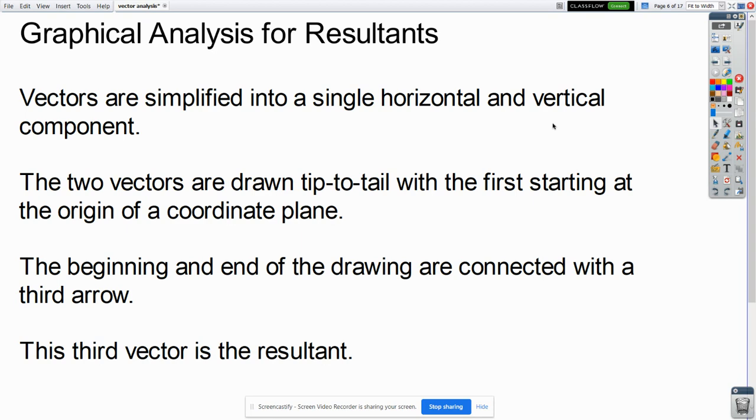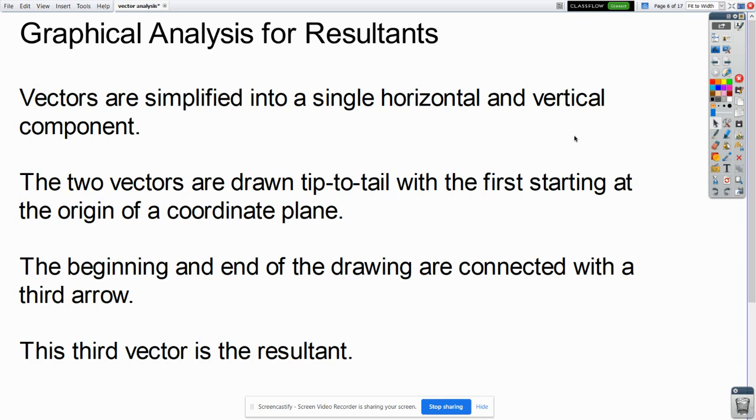You might have 3, 4, 5 different components in the question, but using two-dimensional vector analysis, adding the ones together in the same direction, subtracting the ones that are in the opposite direction, you should be able to simplify your vectors down into a single horizontal and a single vertical component. So make sure you have just two vectors before you start graphical analysis. It'll make your life so much easier.